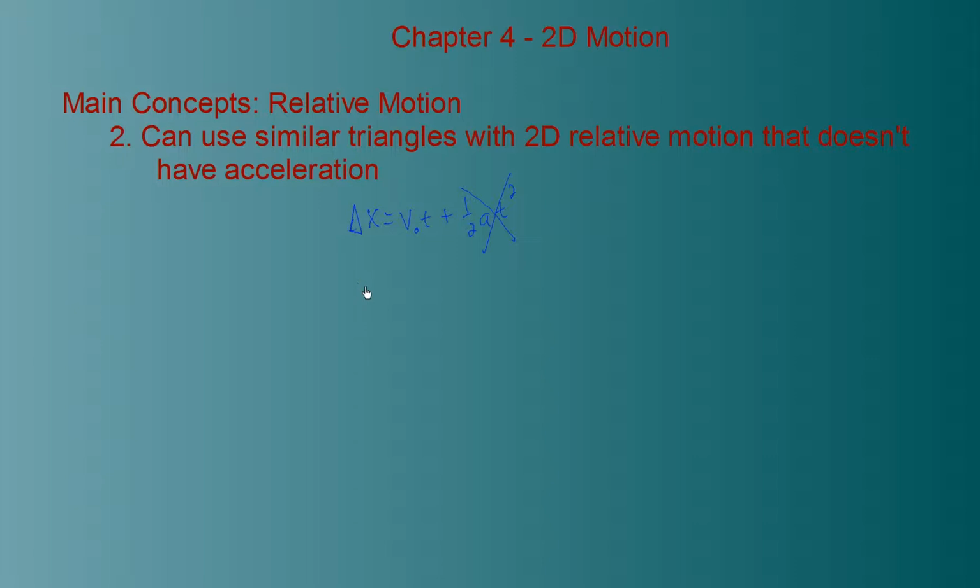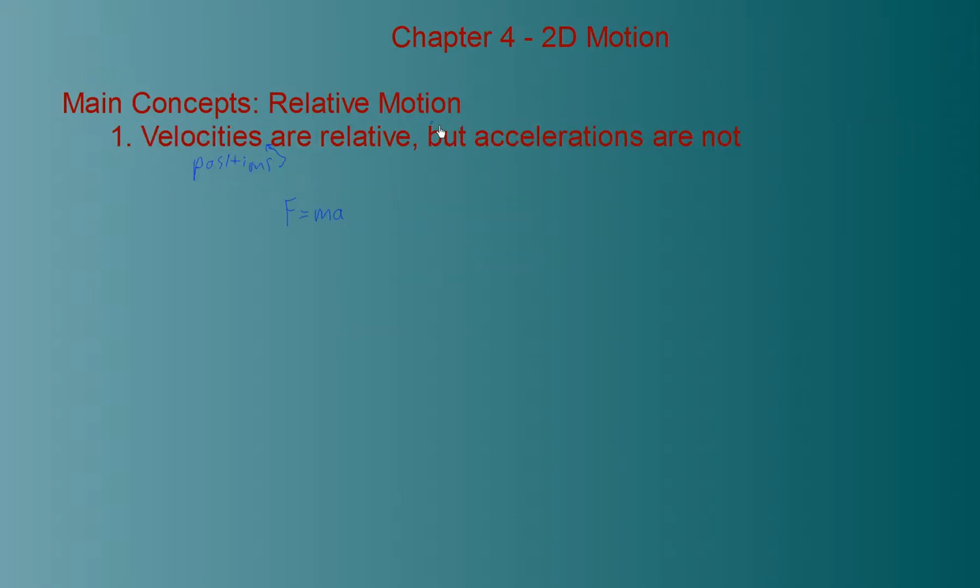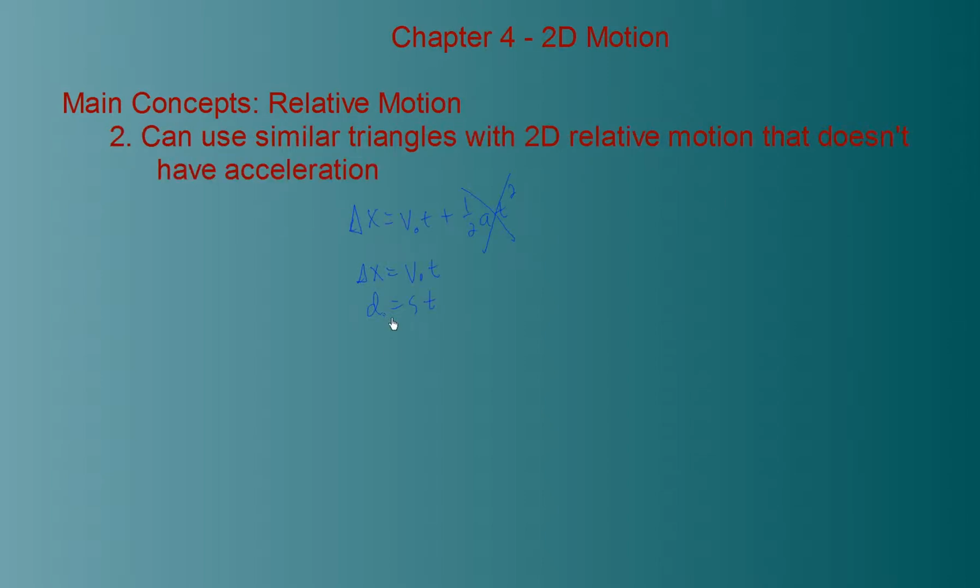So you got basically delta x equals v naught t, or if you want to write it differently, distance equals speed times time. And you can see that if the distance doubles, the speed doubles. So if there's no acceleration, those change the same way. And I mentioned back here that velocities and positions are relative. So another way of saying that is distance is relative and speed is relative.